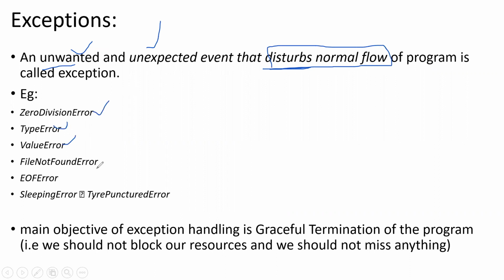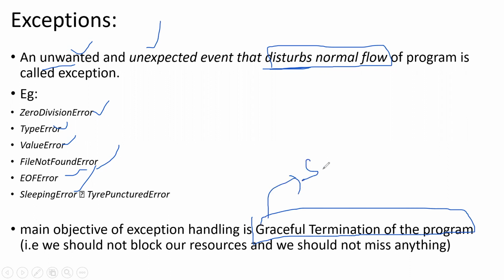What are the examples we have? Zero division, type error, value error, file not found error. That's what I discussed in the previous slide. The main objective of exception handling is graceful termination. What do you mean by that? Simply smooth, without any disturbance, without any unwanted things. That's the reason why we use exception handling. If you don't use exception handling, the program will simply get stuck at the error and will not give any kind of output.